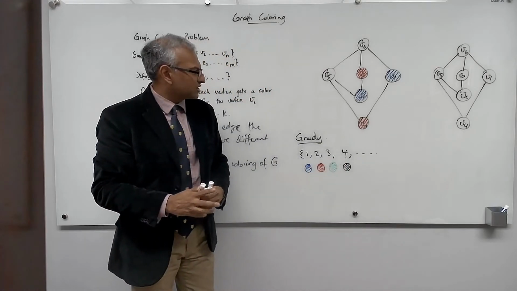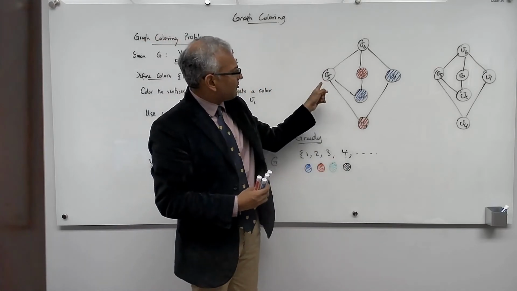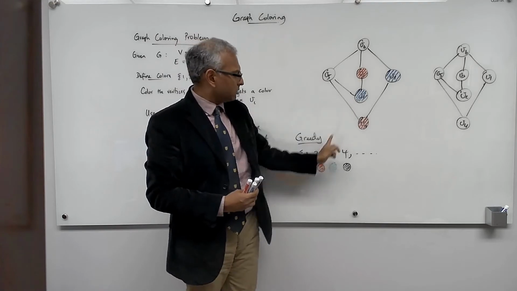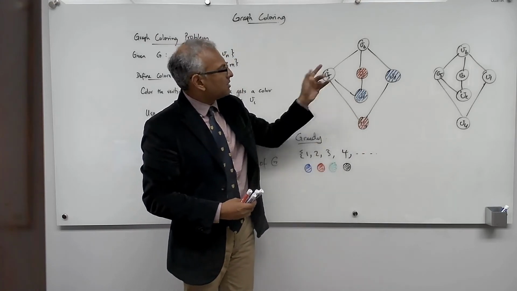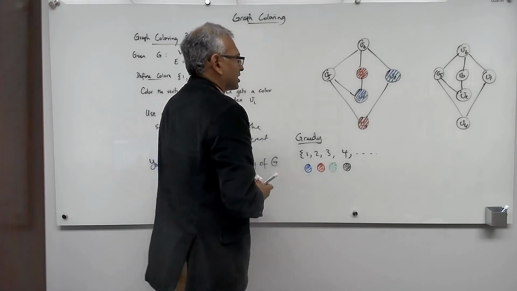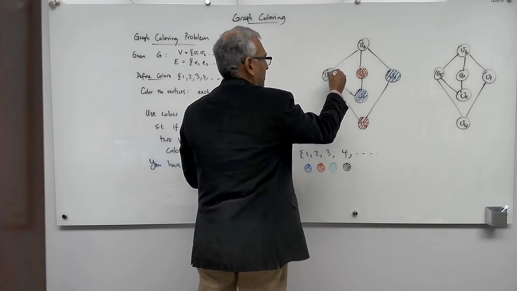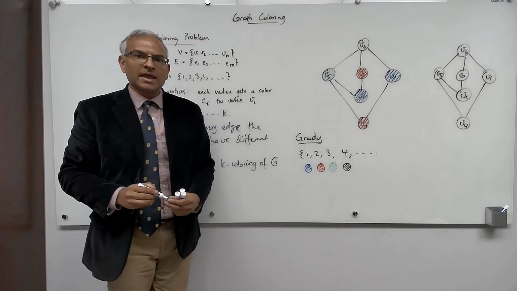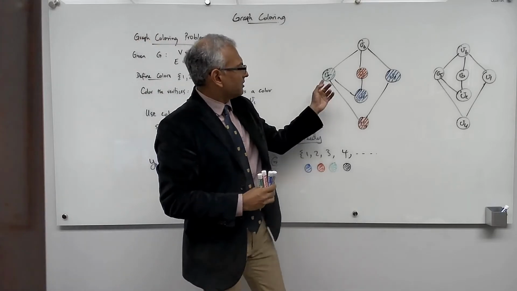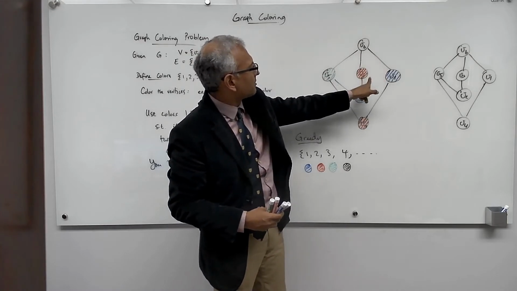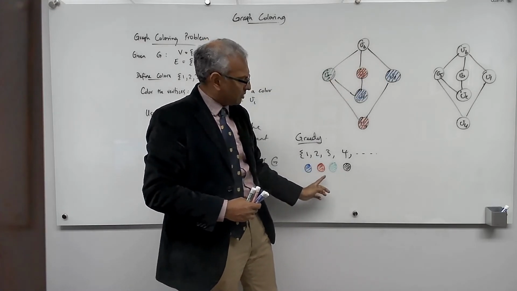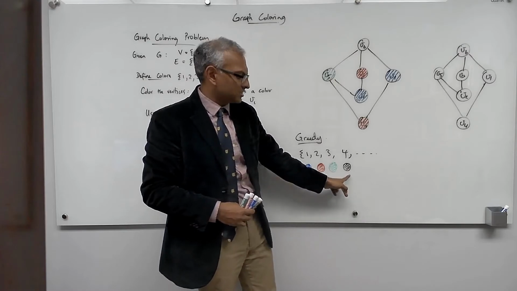But now this is interesting. Now when I come to V5, V5 cannot get blue. It cannot get red because it's got a blue neighbor and a red neighbor. But it can get green. So we can color this guy green. And now that we've colored this guy green, we've done V5. Now we come to V6. V6 cannot get blue, red, or green. So the smallest color it can get is black.